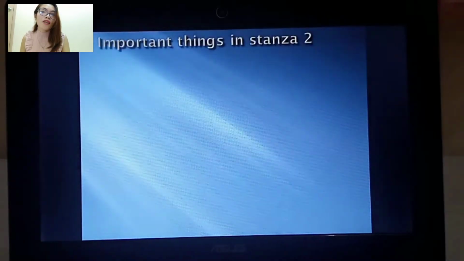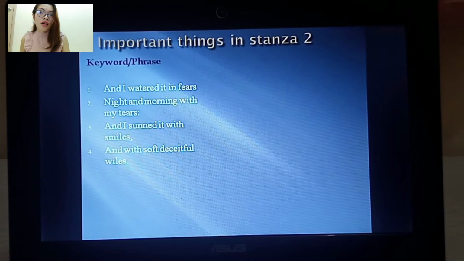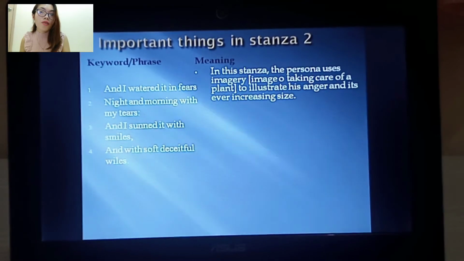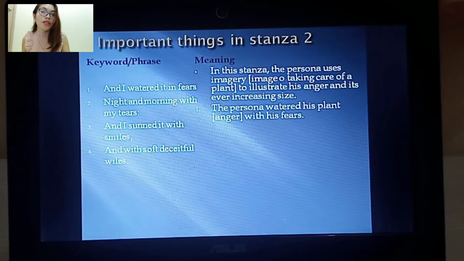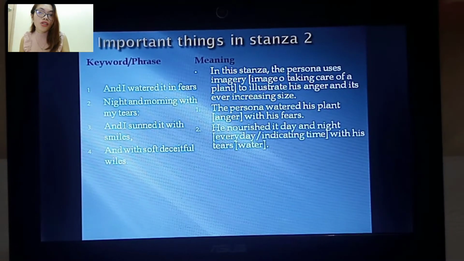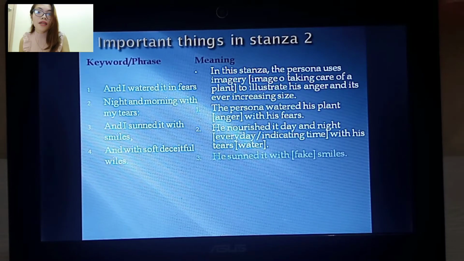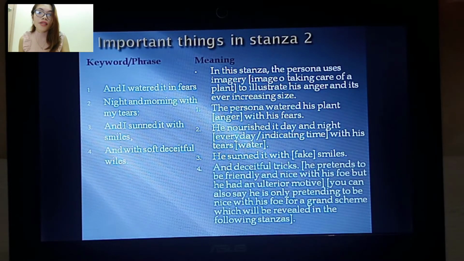Okay, so next are the important things in stanza 2. Here are the keywords or phrases. And I watered it in fears. In this stanza, the persona uses the image of taking care of a plant to illustrate his anger and its ever-increasing size. So, and I watered it in fears. Here, the persona watered this plant of anger with his fears, night and morning with my tears. So here, he nourished it day and night, every day, indicating time, with tears or water. And I sunned it with smiles, meaning he sunned it with fake smiles and with soft, deceitful wiles, and deceitful tricks.